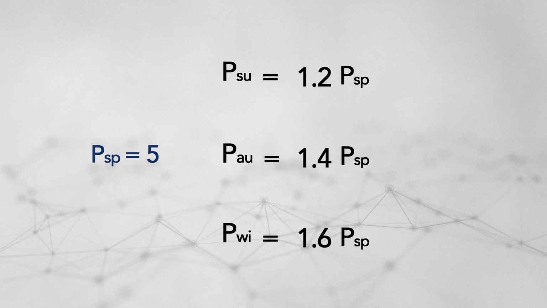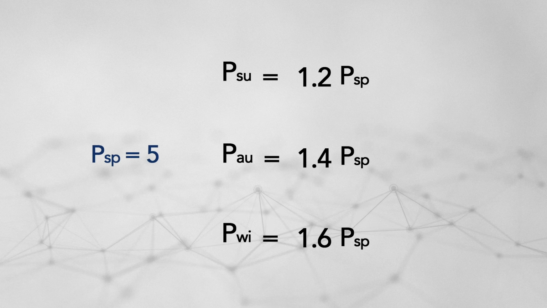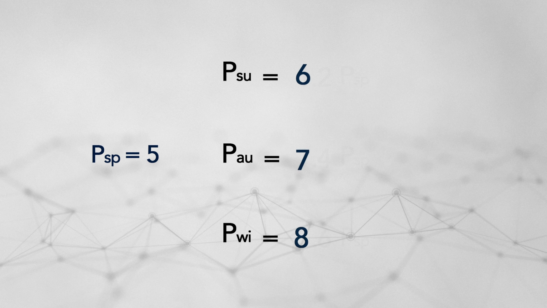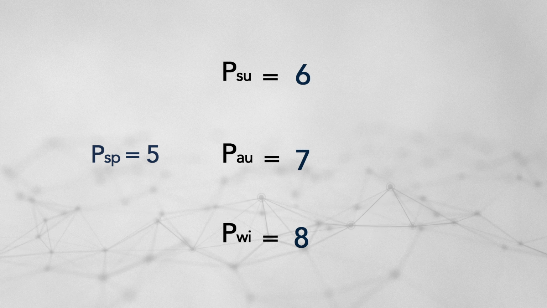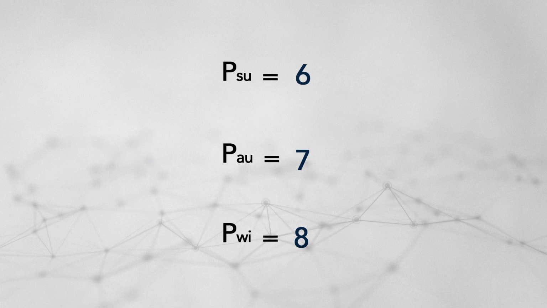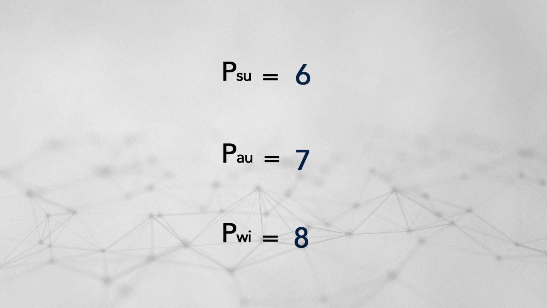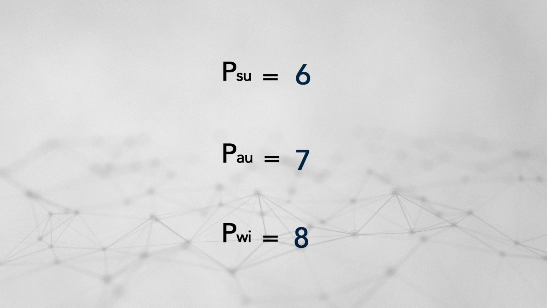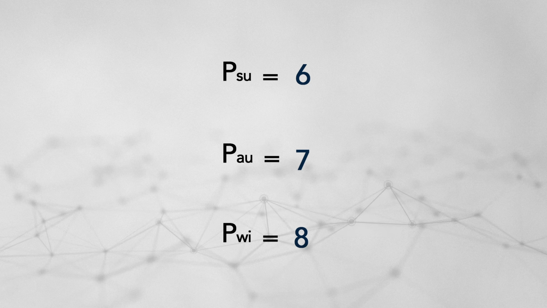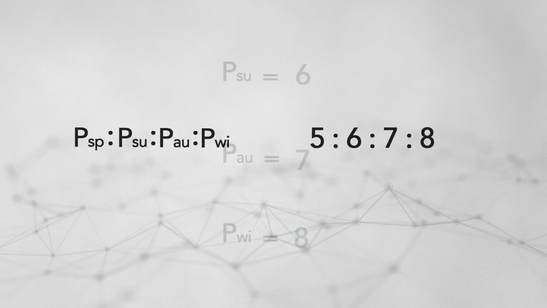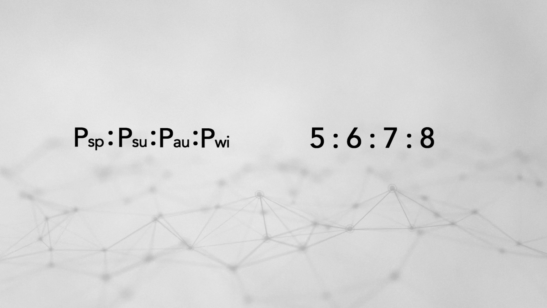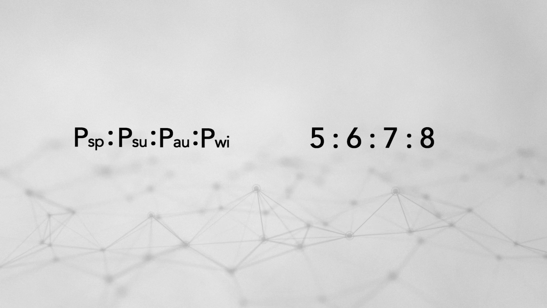For example, if the price of spring was 5 arbitrary units, then summer's price would be 6 units. Autumn's price would be 7 units. And winter's price would be 8 units. Therefore, the relative prices of the tokens would be in the following proportion: 5, 6, 7, 8.